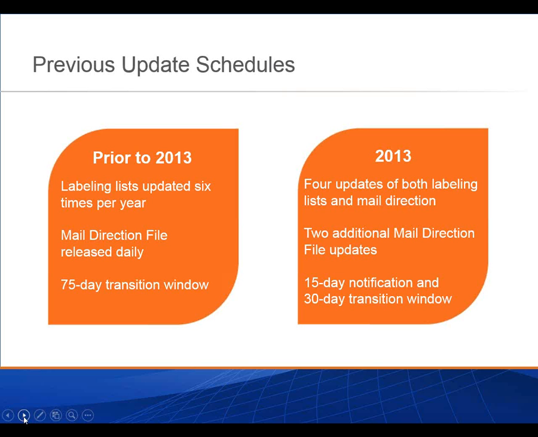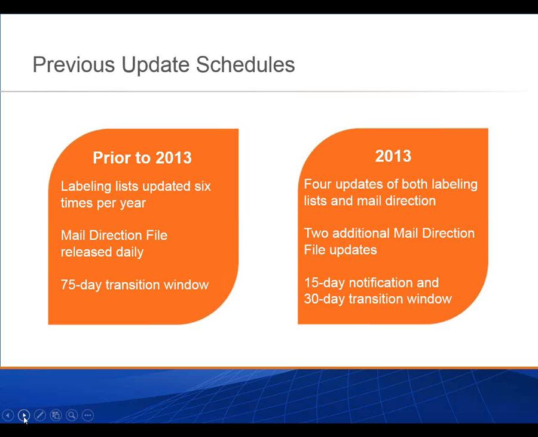So what ended up happening was there was an MTAC work group that was created to get our arms around all of this and say, hey, we need to have a more unified approach to how this data is organized and distributed. Along with that, the Postal Service, as a part of their network rationalization, was saying that that 75-day transition window was just way too long, and that changes needed to occur there. So as a result of that MTAC work group, we moved into, at the beginning of 2013, a brand new schedule for updating all of the Presort data.